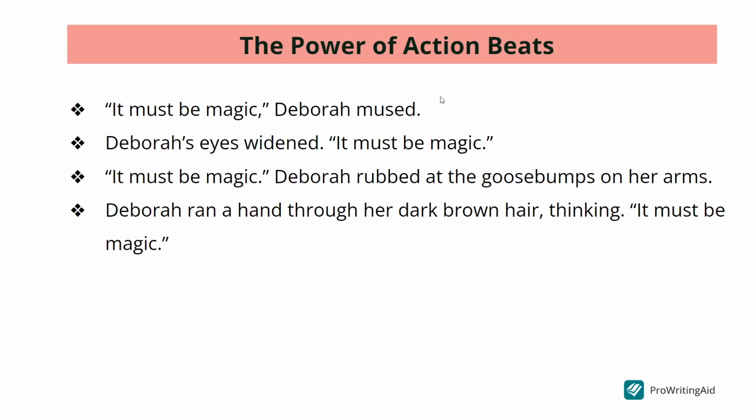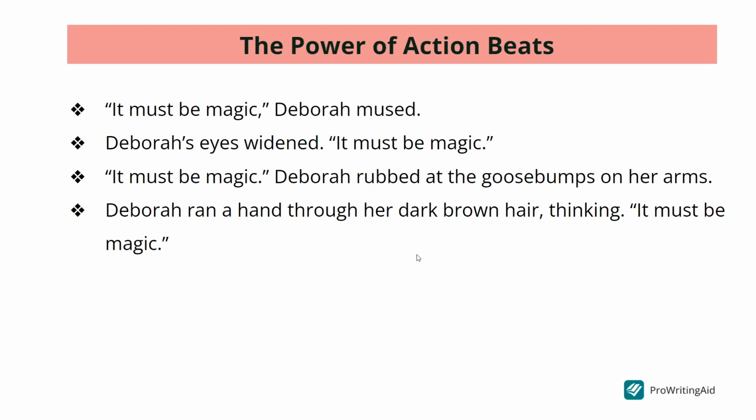So here we have an unusual dialogue tag. "It must be magic," Deborah mused. "Deborah's eyes widened." This is an action beat. We can see her eyes widening now. We can feel it as if we are Deborah ourselves. "It must be magic." Deborah rubbed at the goosebumps on her arms.